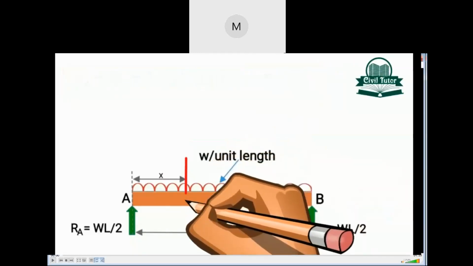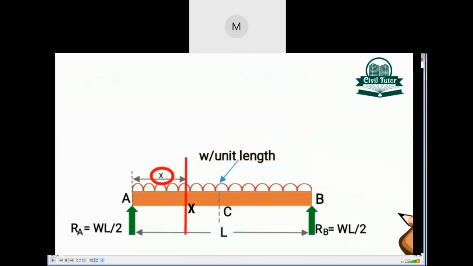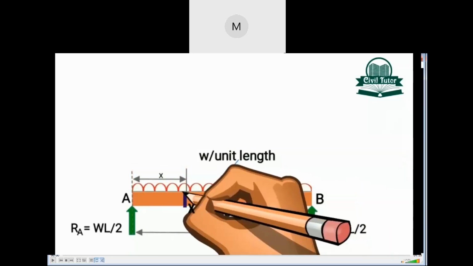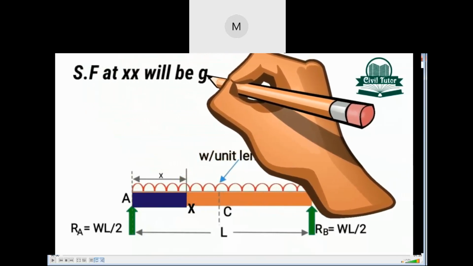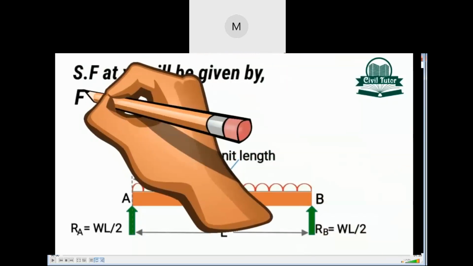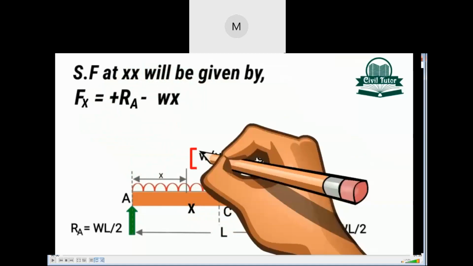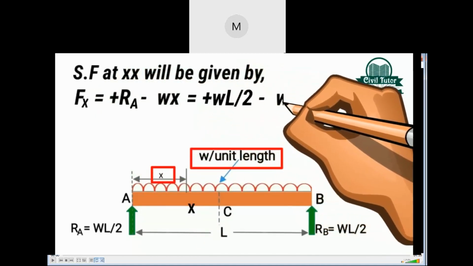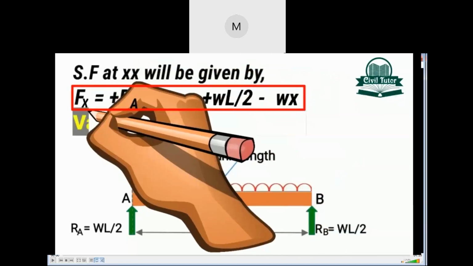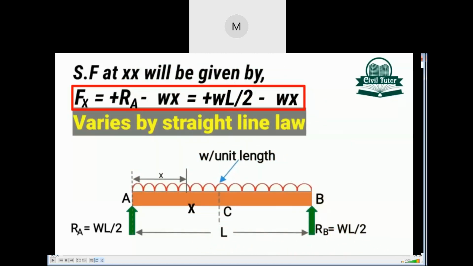Now consider a section XX at a distance of x from left end A. The shear force at this section will be equal to the summation of all the forces acting on the left portion of this section XX. So shear force at this section will be given by Fx equal to plus Ra minus W into this distance x, equal to plus WL divided by 2 minus Wx, which clearly varies by a straight line law.